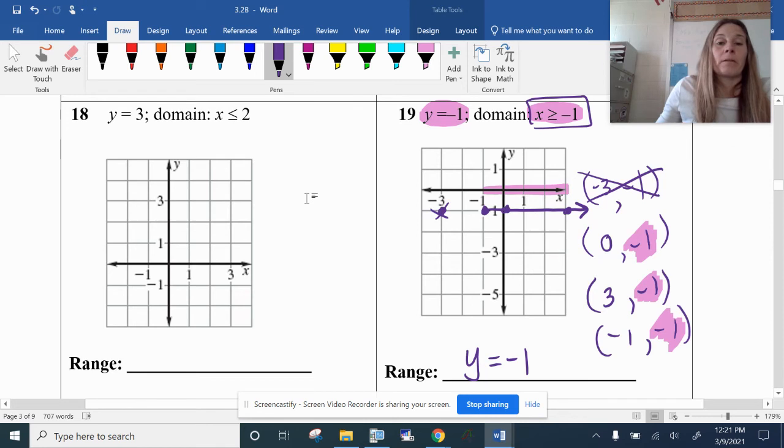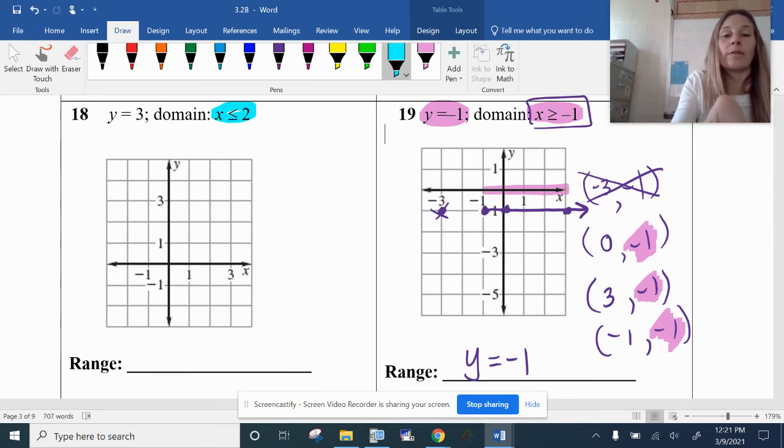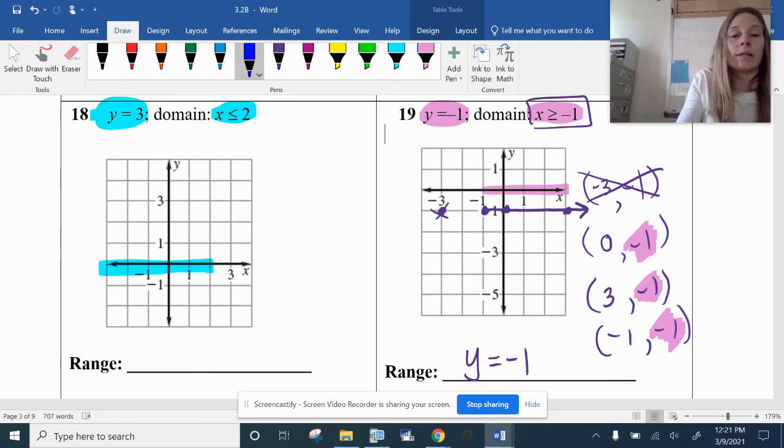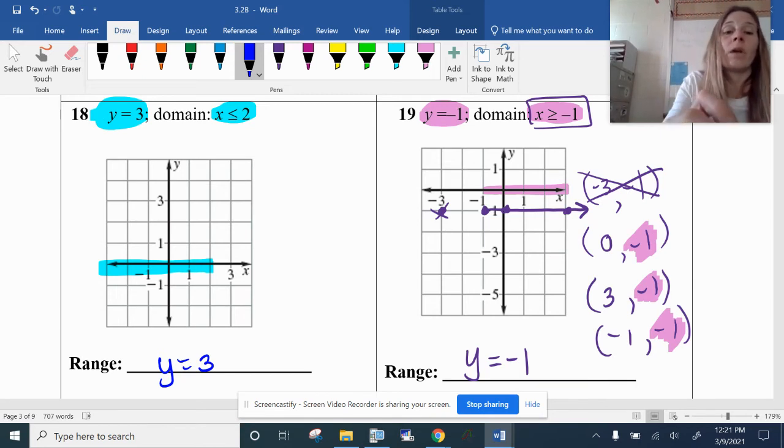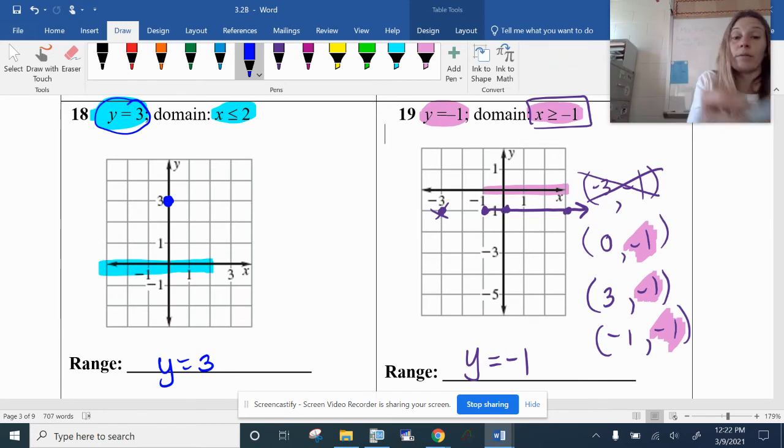Okay. So trying this one here, number 18. Here's my restriction: x is less than or equal to 2, so that would be this part of the graph. And I already know my range, obviously, is y equals 3. So in this case, I'm going to plot the 3 on there, and then I would draw a horizontal line through it. However, I know I can only go up to this point, so it's going to go that way.